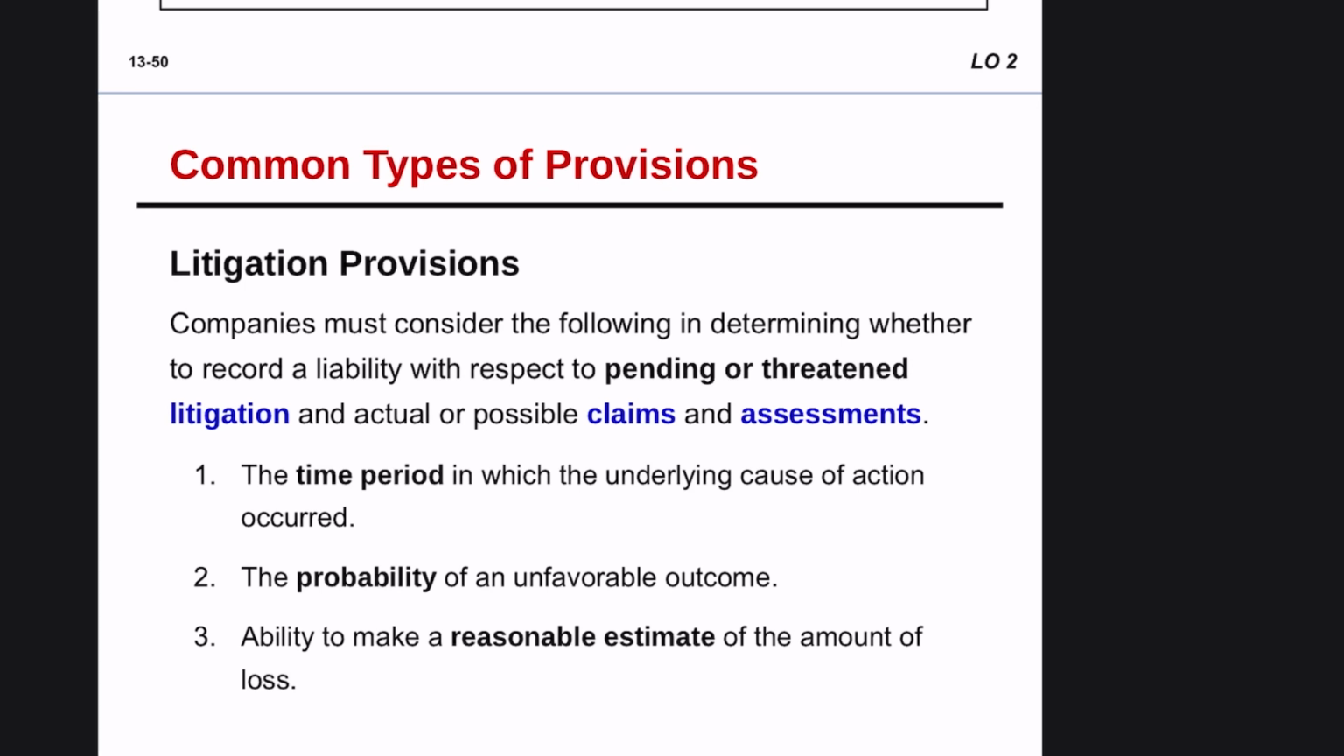The second condition is the probability of an unfavorable outcome. Thirdly, the ability to make a reasonable estimate of the amount of the loss. So when we can estimate the amount of the loss, and there is a past event and a big probability of an unfavorable outcome, which is the same condition as the recognition of a provision, we have to recognize the litigation provision. Okay.